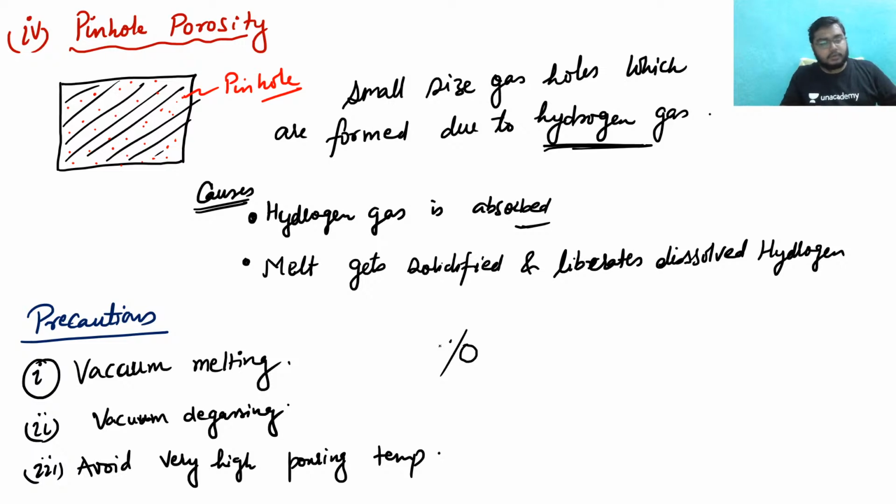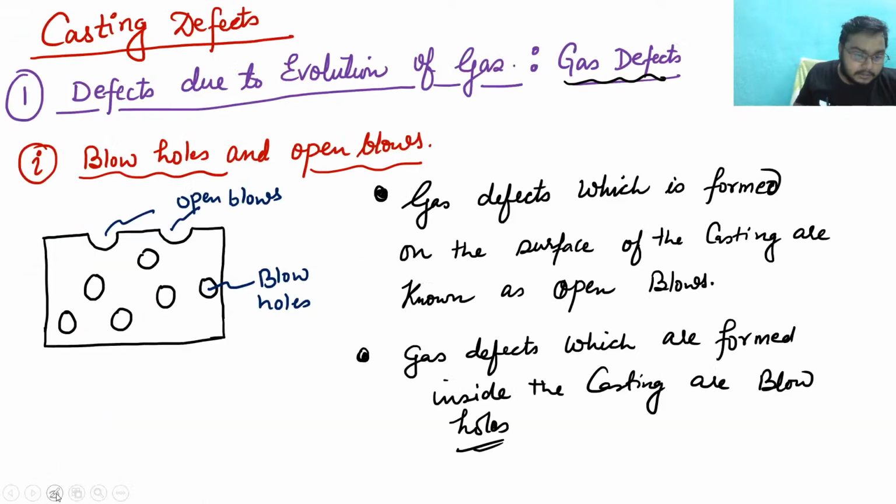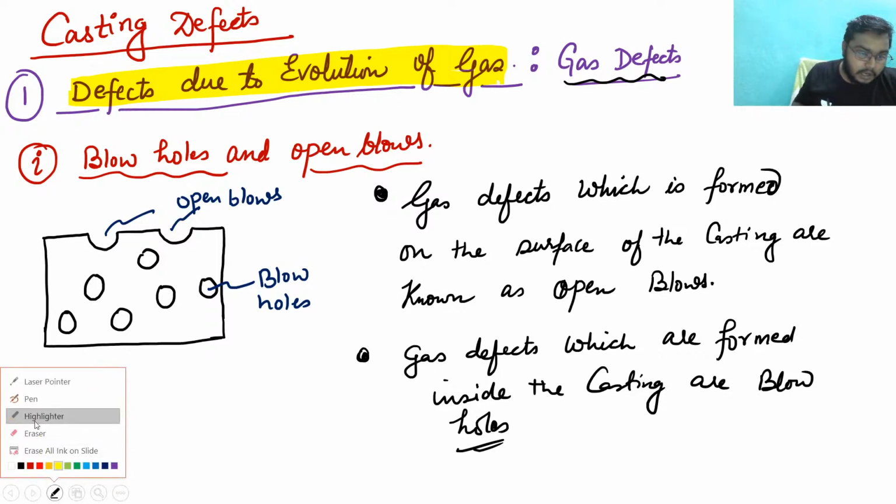Okay. So now let us move to the next part that we are actually seeing. I hope you are understanding everything. Okay, so now see, what are the next? First type we have seen is defects due to evolution of gas. This is the first thing that we are seeing. Okay, so now let us move to our next part.